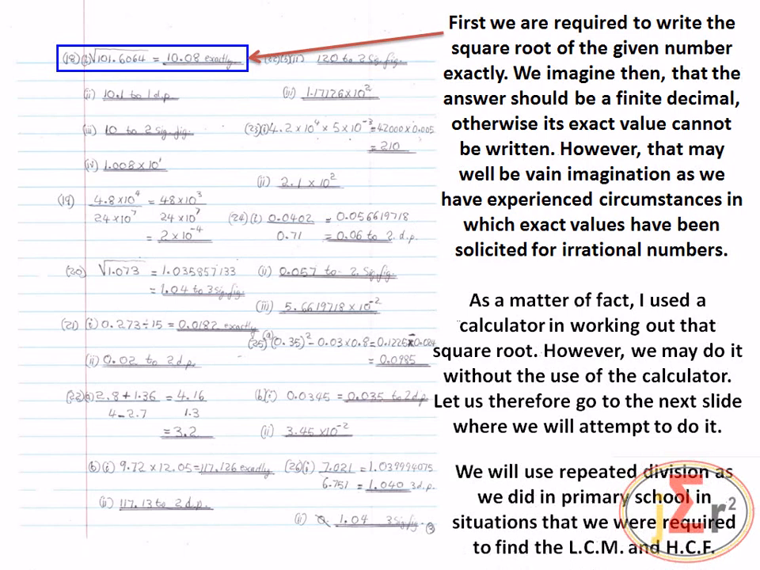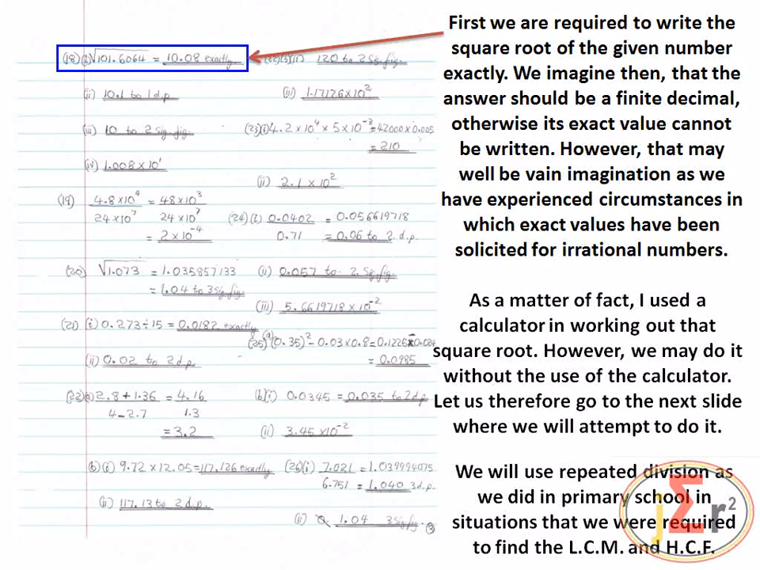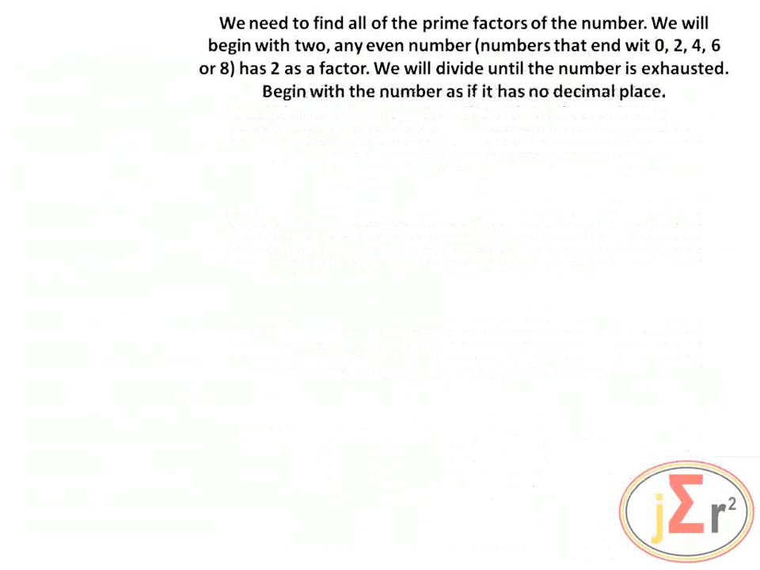We will use repeated division as we did in primary school in situations that we were required to find the LCM and HCF. We are familiar with that from primary school, and we will execute that on the next slide. Repeated division. When we were required to find the LCM and HCF, we used that repeated division by prime factors. We need to find all of the prime factors of the number.